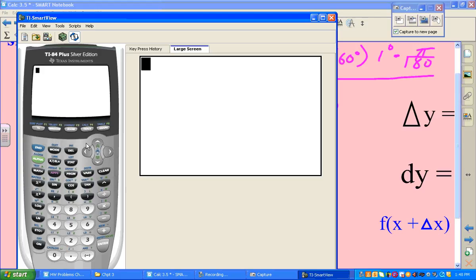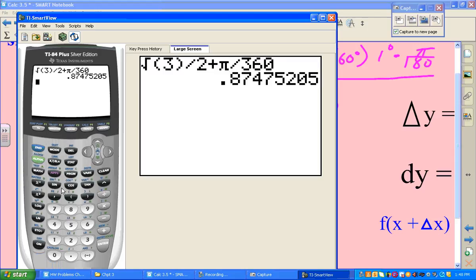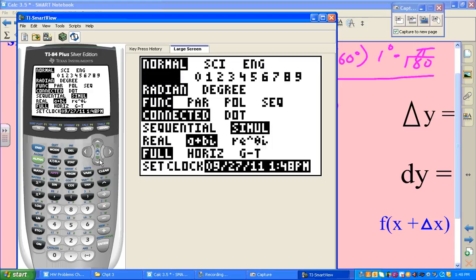0.0012. Is it? Okay. 3 decimal places. Square root of 3 over 2 plus pi divided by 360. Sine of 61 in degree mode.